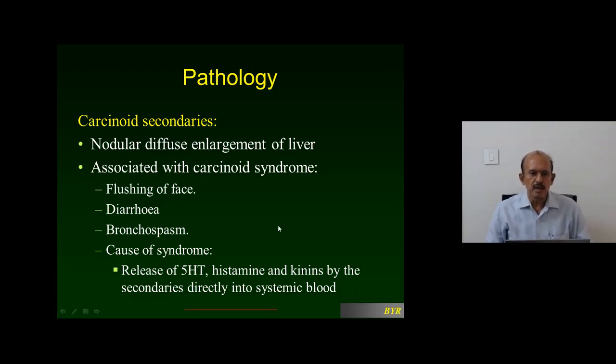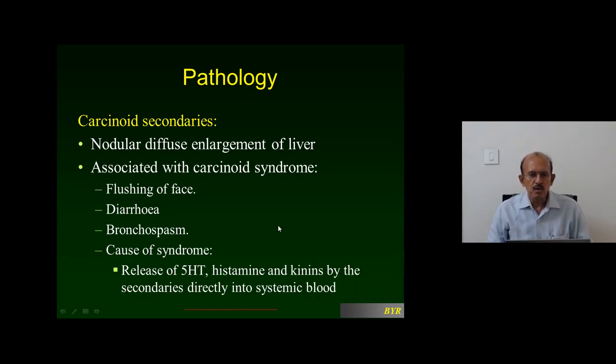This carcinoid tumor arises from a different cell. They arise from the ileum, cecum, appendix most commonly, sometimes from the bronchus also. They release these hormones, the 5-hydroxytryptamine, histamine, and kinins. They all produce vasodilatory phenomena, so that's why they cause flushing of the face. And the kinins can cause diarrhea. 5-hydroxytryptamine causes bronchospasm and dyspnea.